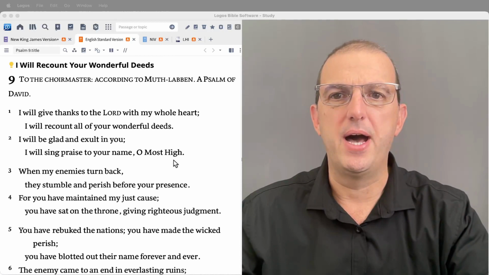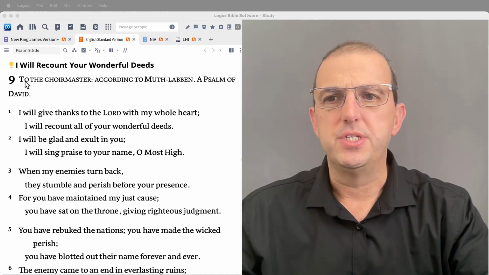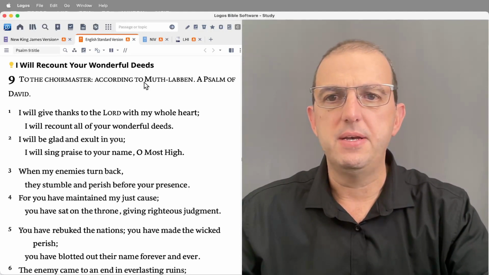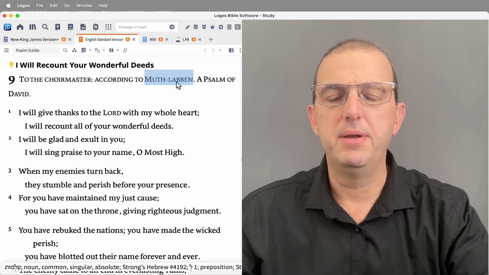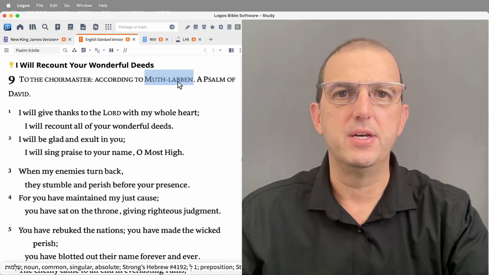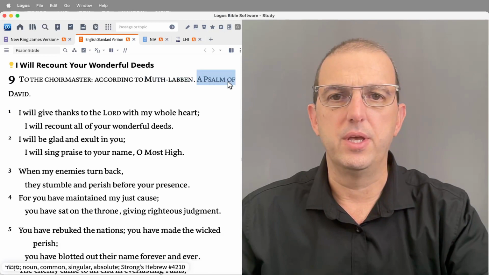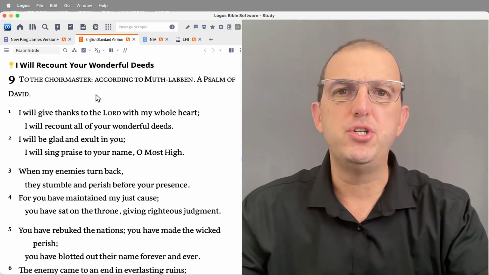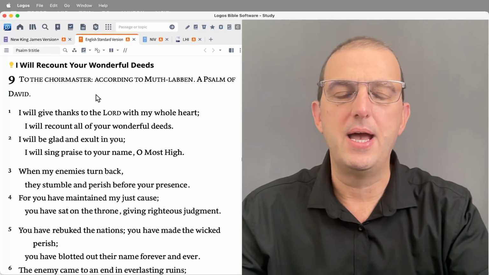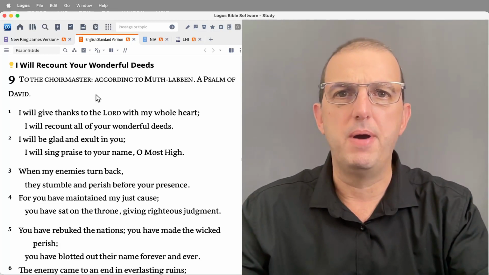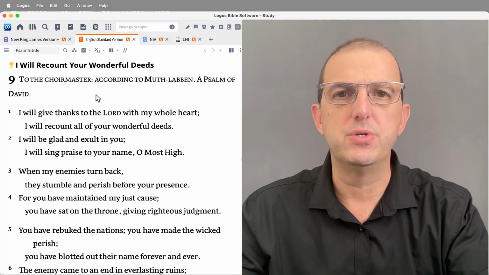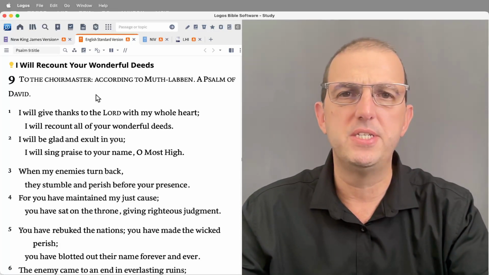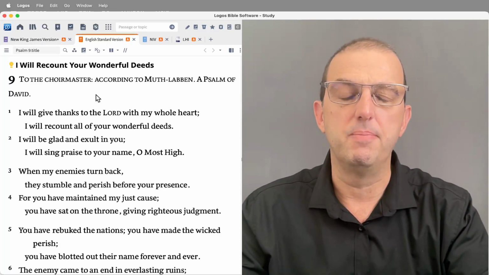So we're at Psalm 9, which is another one to the choir master, according to Muth-labben, which is probably a tune, and then we're told again that it's a Psalm of David. Now, the moment you open any commentary to Psalm 9, the first thing it's going to talk about is whether Psalm 9 is an individual psalm or whether it goes with Psalm 10 to make one psalm.